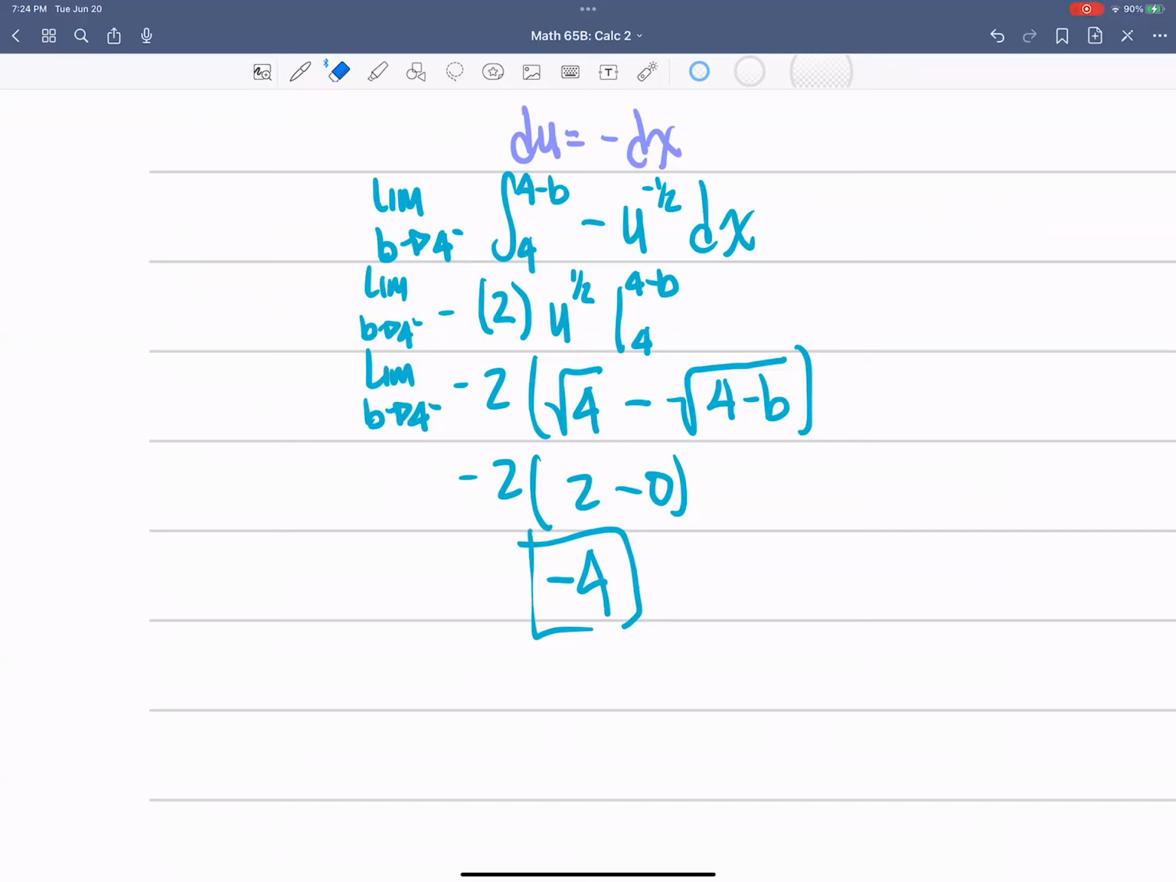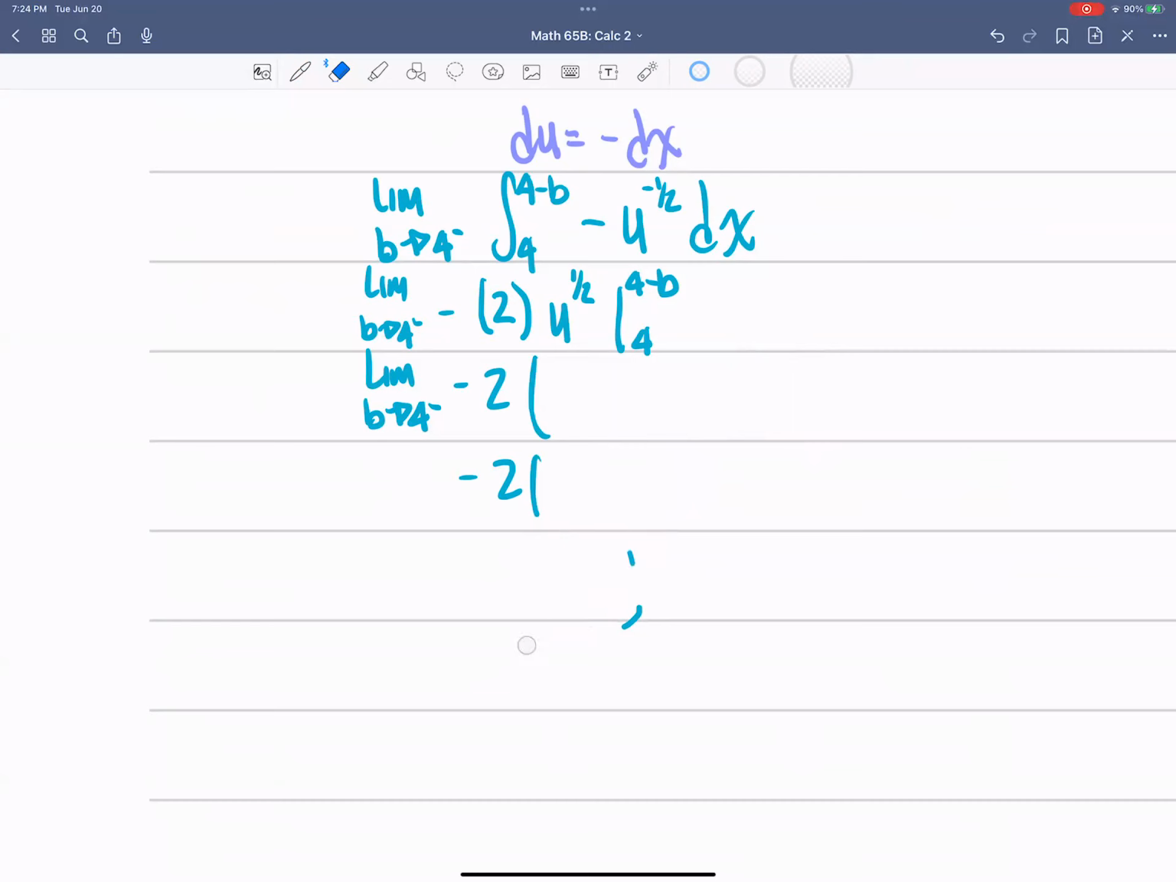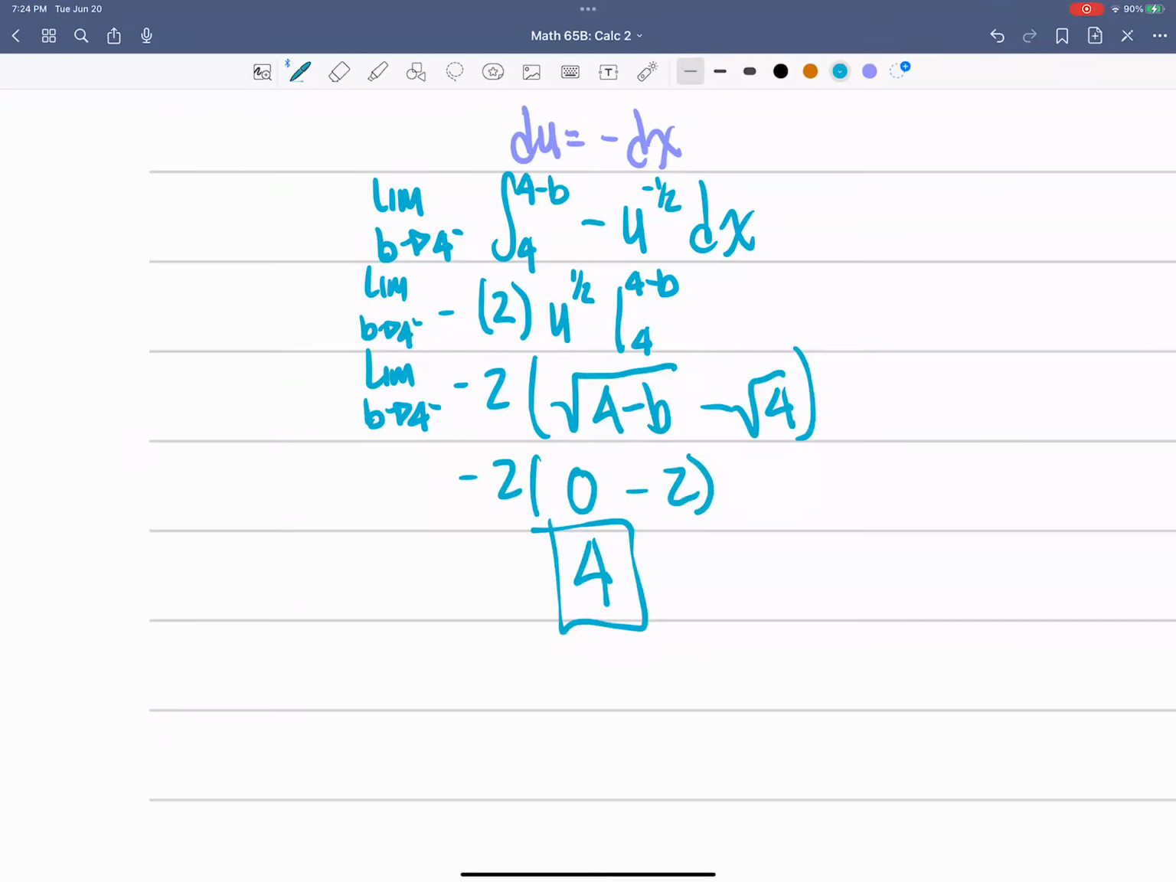I see it. I mixed these up. So going from 4 minus b and forward. All right, so the square root of 4 minus b minus the square root of 4. So this would be 0 minus 2. Negative 2 times negative 2 is a positive 4. All right, much better.